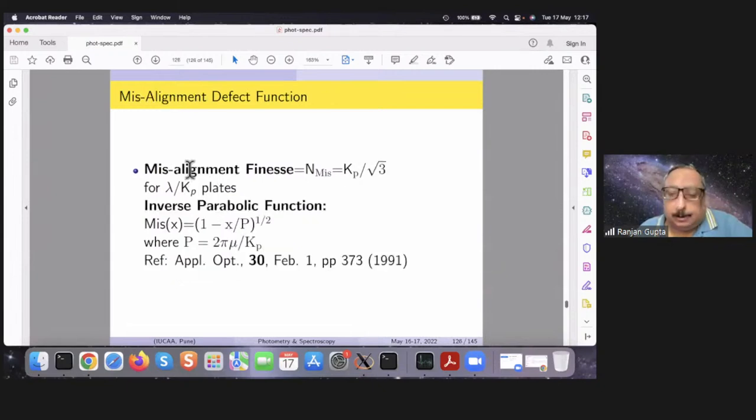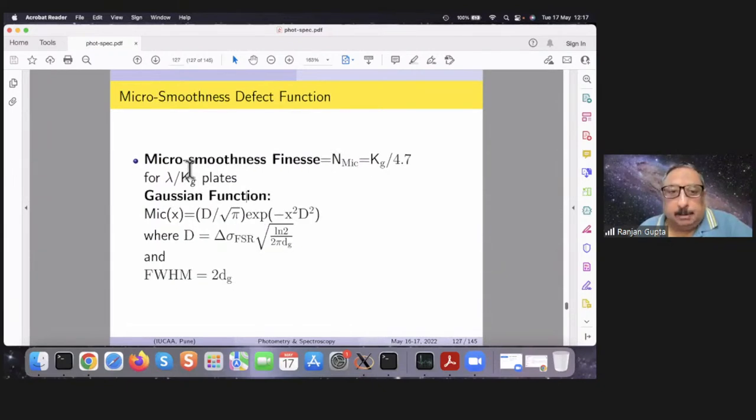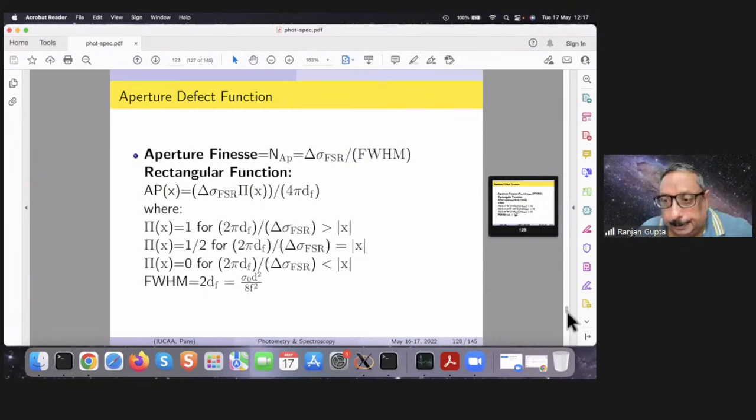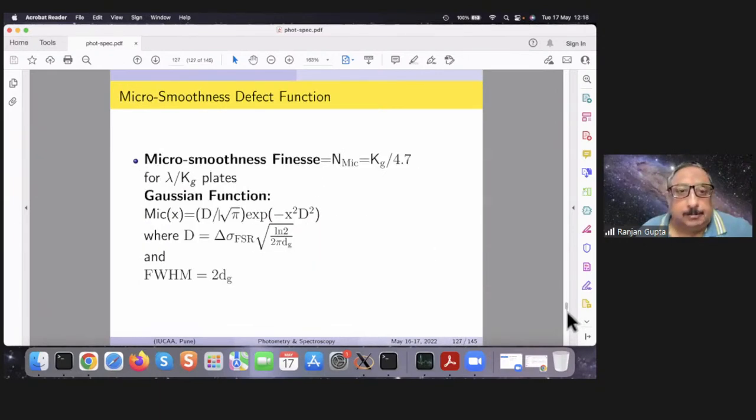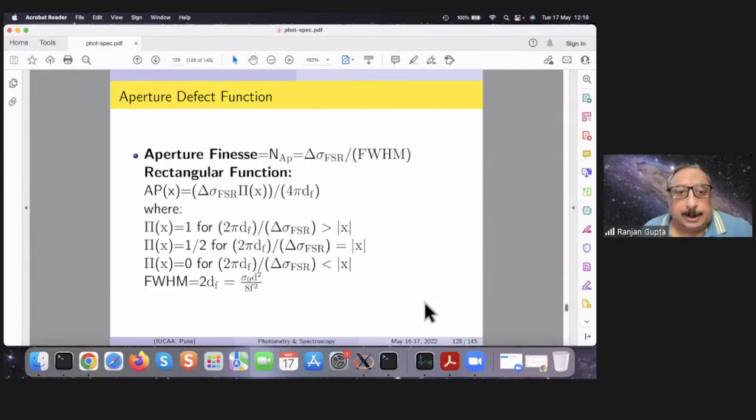What happened? Misalignment, Gaussian. It stopped moving. So let me, somehow it stopped moving. Okay.